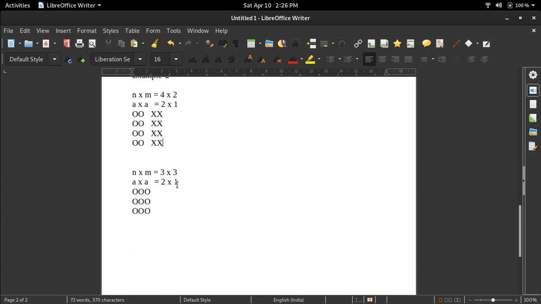In another example they have mentioned a board of size 3 cross 3. So how many dominoes are required? 1 domino, second domino, third domino. Now there are 3 places still left. To fill these three places, we can use one domino vertically. These were horizontal dominoes, whereas this particular domino is vertical.